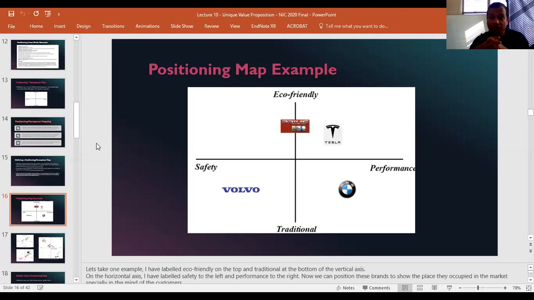The same way you can do it for the others, like Tesla, in the same automobile sector. Where would they position their product? Somewhere in eco-friendly and also in performance; they are taking care of both important attributes while positioning their product in the market. So somehow you got an understanding of how a company tries to position itself in the mind of the customer.